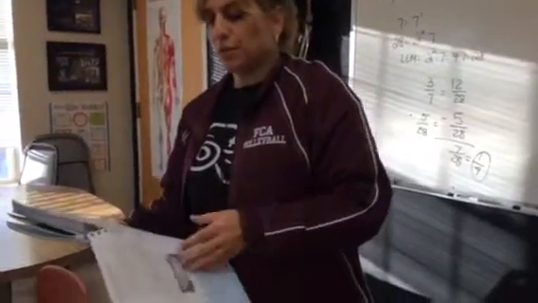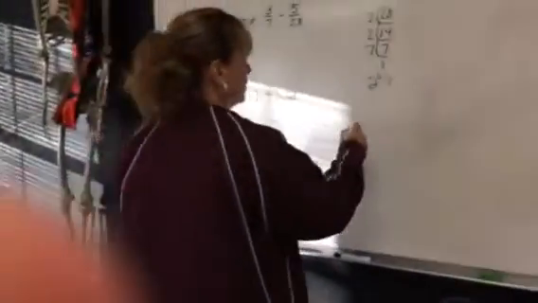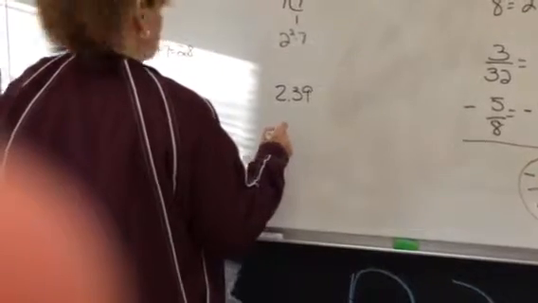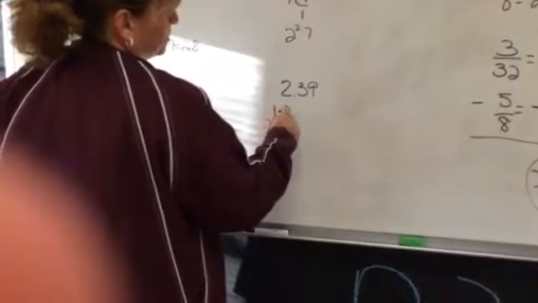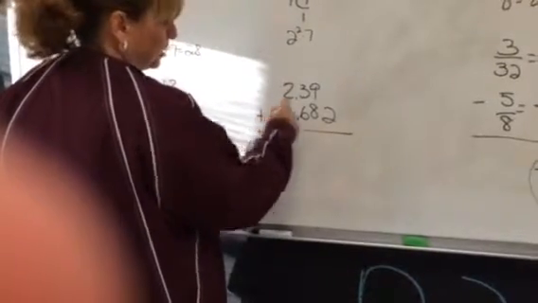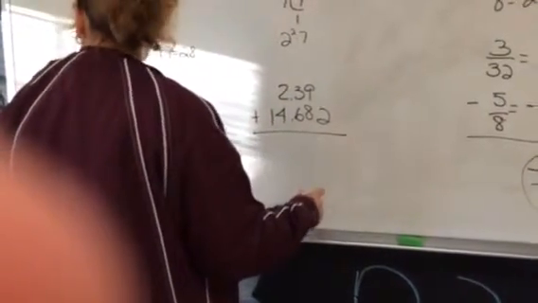There's one more section with adding decimals. So I'll just do these two really quickly. 2.39 and 14.682. All you have to do with decimals is remember that you always have to line up the decimal. I'm not going to do this one out. I feel like you guys know how to do that.